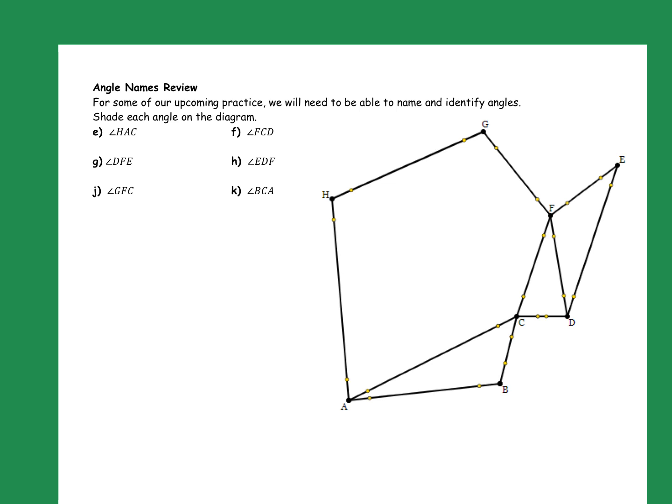So it says HAC. So I'm going to find H, right? And then, just in case you don't remember, whatever the middle letter is, that's the vertex of my angle. So I'm going to find H, and then I'm going to go to A, and then I'm going to go to C, and I'm just going to kind of go like this. H, A, C. So this is my angle here, HAC, right?